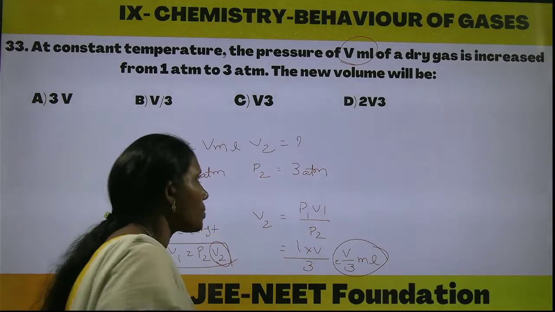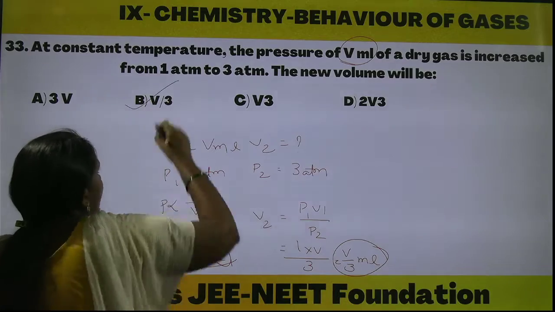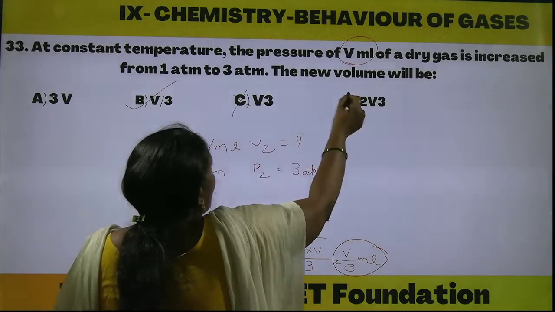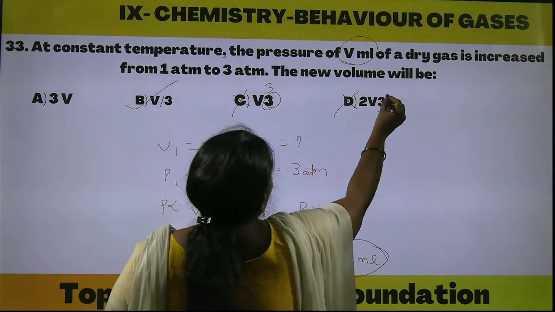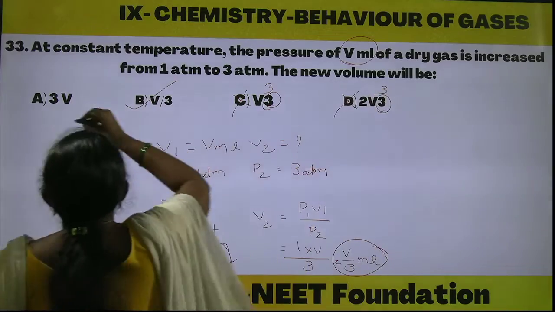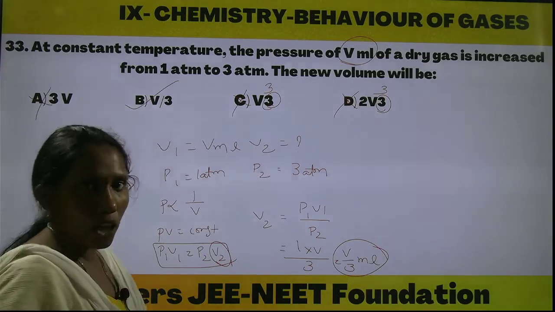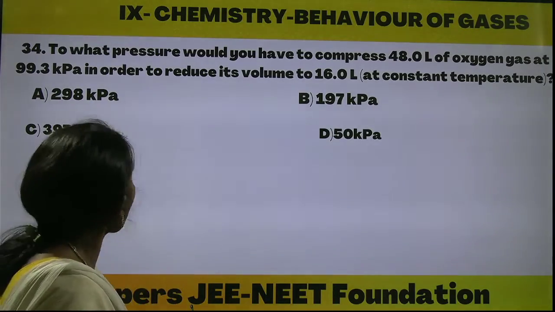Let's check with the options. First option is 3V. No. Second option is V by 3, which we got. The other options are V cube, 2V cube and 3V. So not A, C, D. The correct answer is B. Okay, now let's check the next question in passage type.